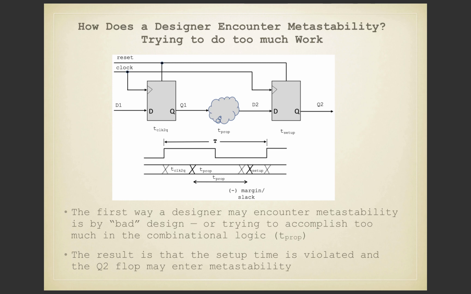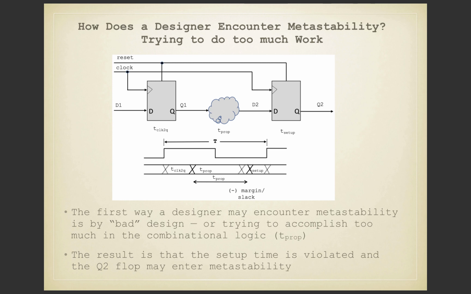This will cause the second flop to enter the metastable state. And in truth, we should find this situation out while we are doing our design. It will not show up when we're doing the functional verification of our design, which we're learning about in the second third of our course. But it will show up when we're doing the timing analysis of our design, which is what we'll do in the third section of our class.